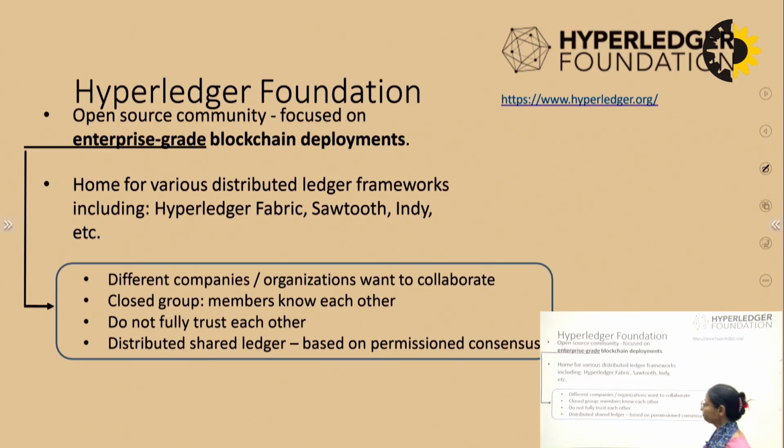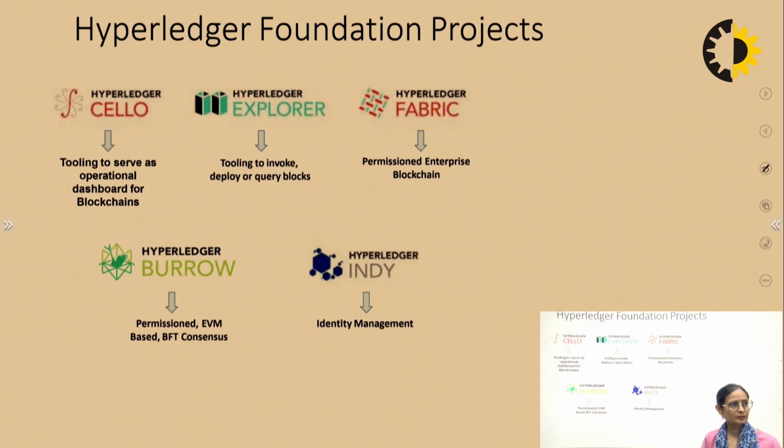And what are the things? Different companies and organizations want to collaborate. We have a closed group, that is, members know each other, but the trust factor is not mandatory. They can come together and work together although there is no trust among them, but still with the help of the inherent features of the blockchain, they can come together and work. A distributed shared ledger is there, and it is basically based on permissioned consensus.